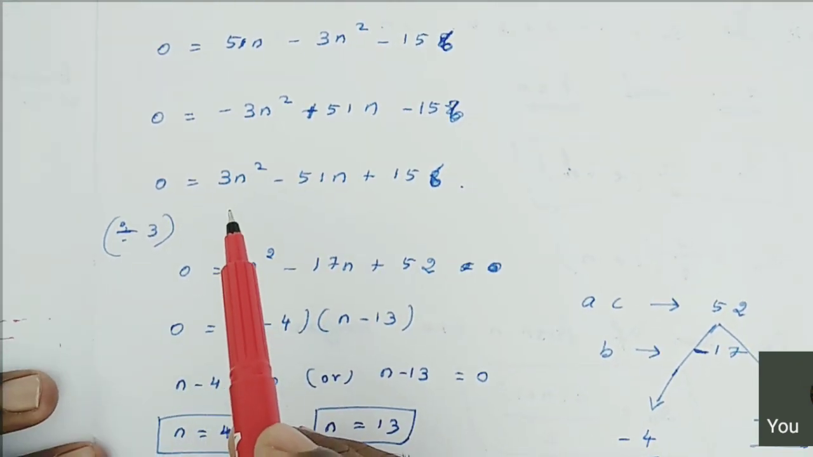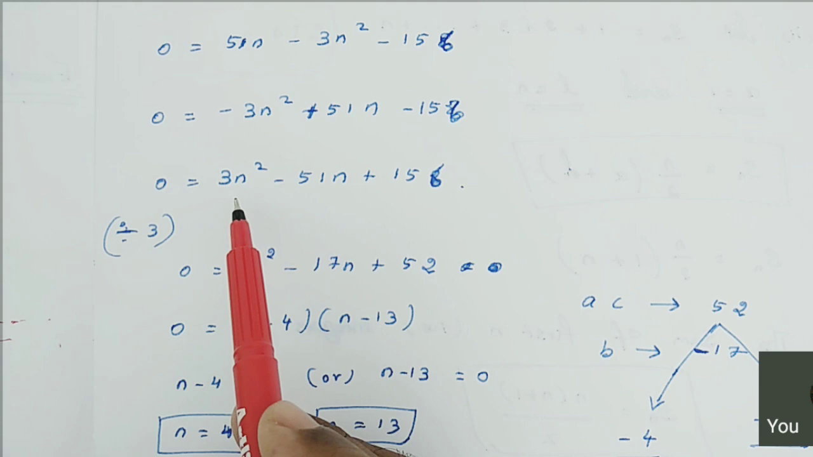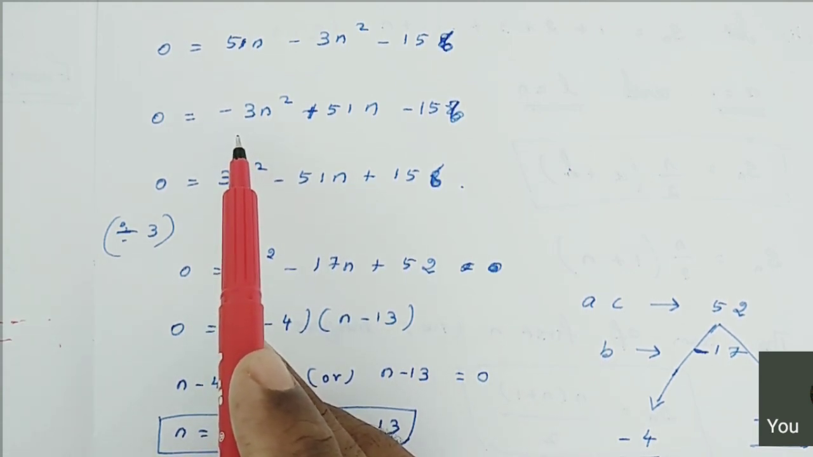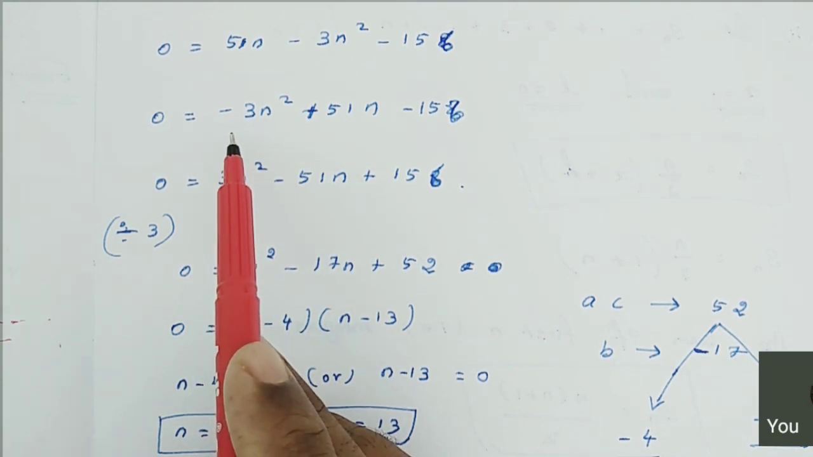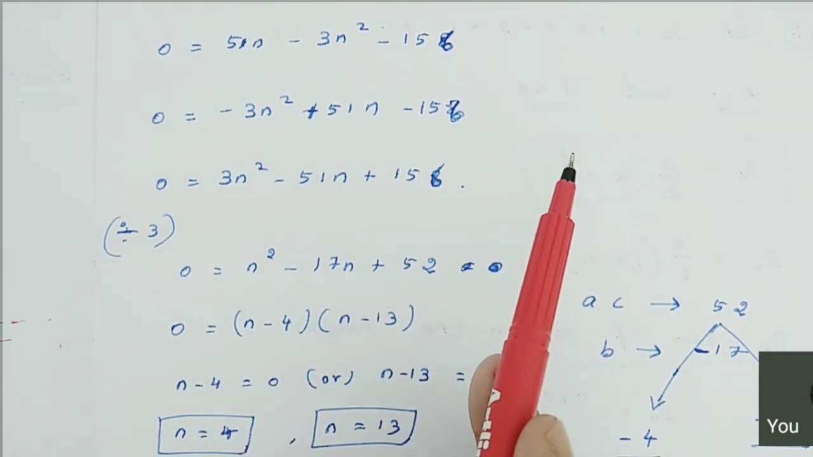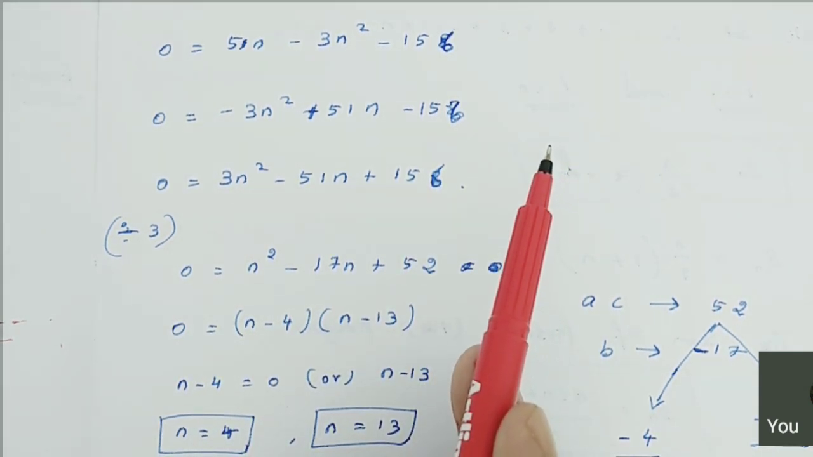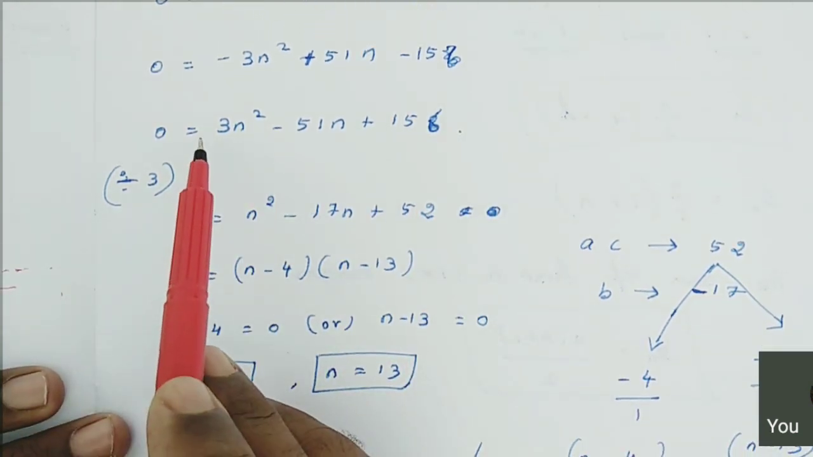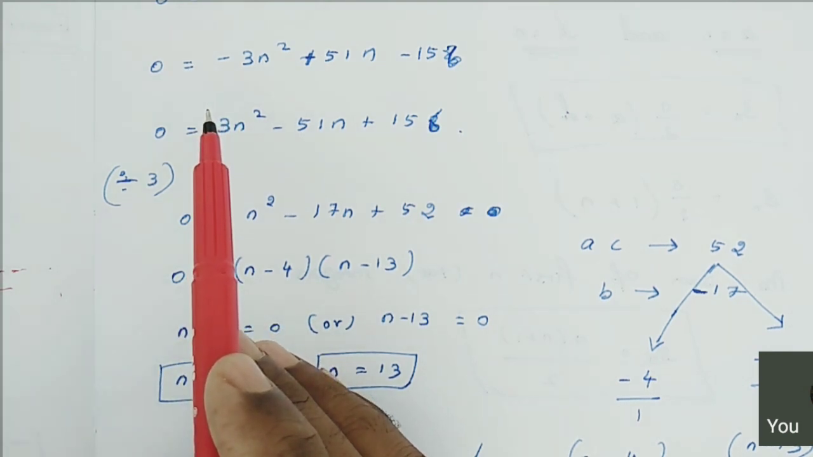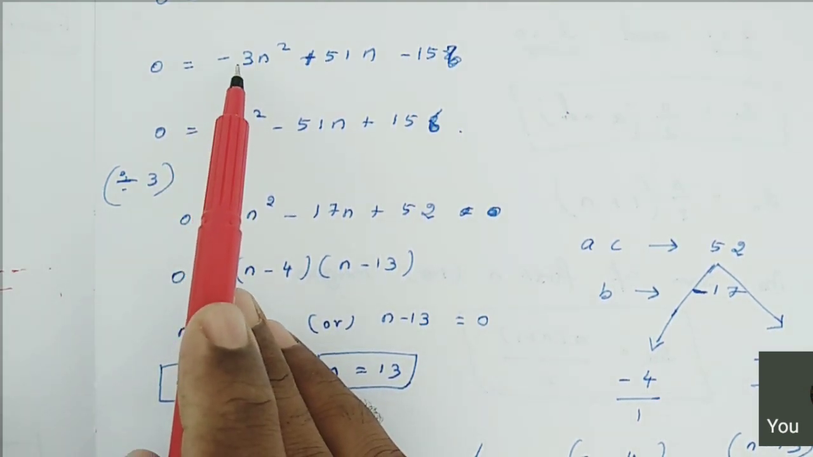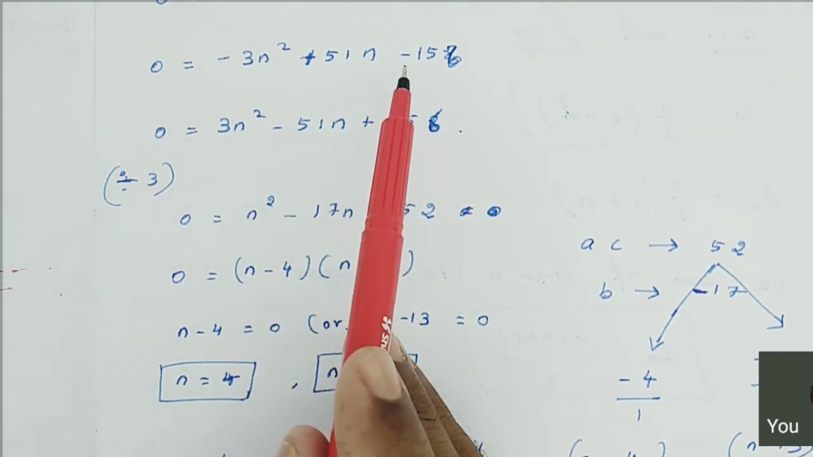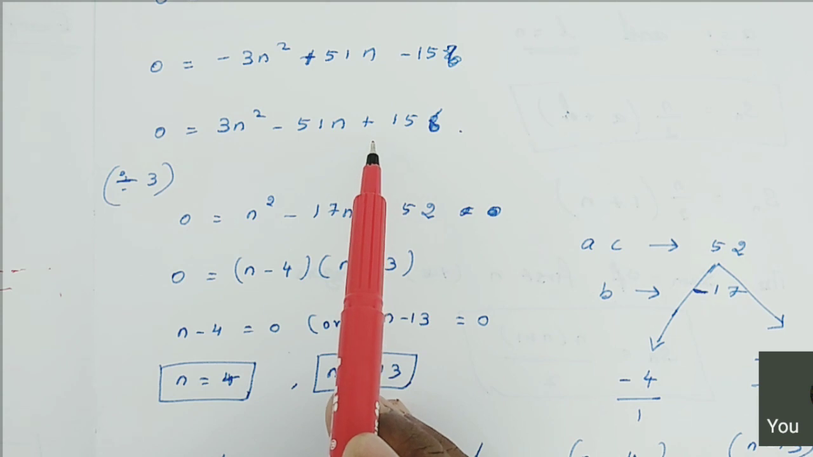Moreover, in a standard form, the coefficient of x squared, that is n squared, should be only a positive one, right? But here it is negative, so I want to change it into a positive one. So what am I supposed to do? I just multiply minus on the entire equation. Clear? Now when I multiply the entire equation by minus, plus terms become minus and minus terms become plus. So minus 3n squared became plus 3n squared, minus 51n plus 51n, plus 156 minus 156. Are you clear?